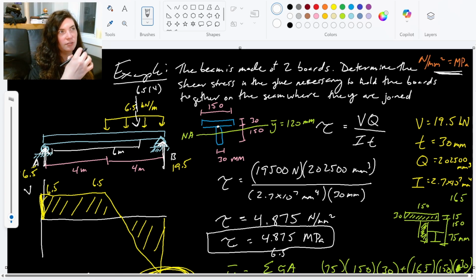Be careful of your reactions. Had I flipped these two, I think actually had I flipped the 19.5 and the 6.5, we still would have worked out to have the same maximum. But that may not always be the case. So there's a lot of little things that can trip you up. But once we get all of these 4 values, it's just a matter of plugging them in and spitting out the answer for shear stress.